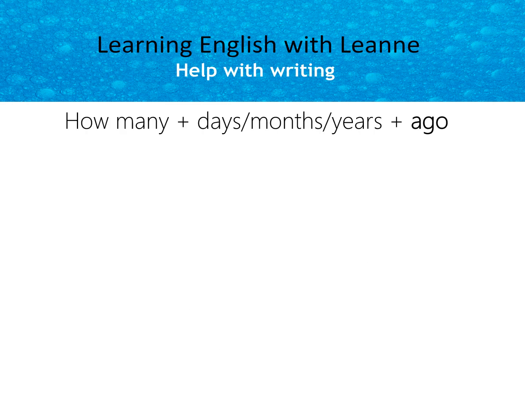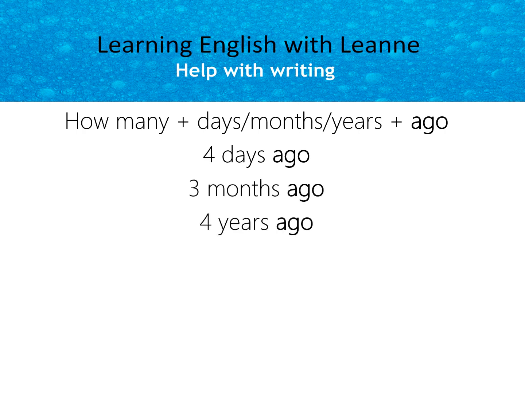How many? First, plus the time period, days, months, years, plus ago. This is the word order when we use ago. So here's an example. 4 days ago. So how many? 4. The time period, days, and ago. 3 months ago. 4 years ago.